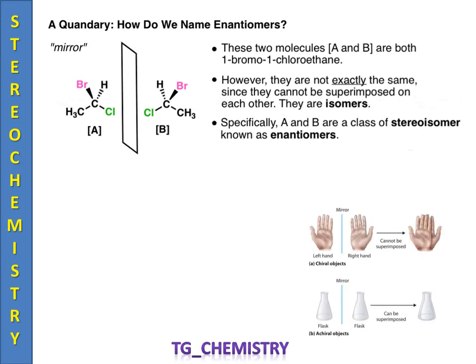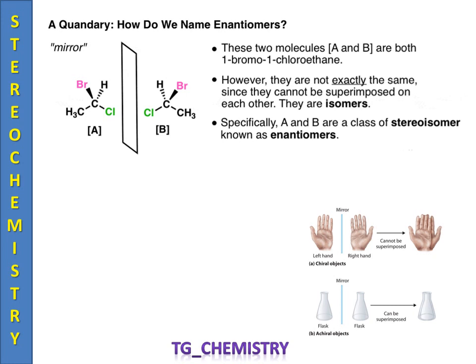For better understanding, look at the achiral objects, which show two conical flasks that are mirror images of each other, and when you bring one image onto the other, they are completely superimposed. So those molecules cannot be enantiomers. Whereas for chiral objects, for example, take the left hand of a human being and the right hand of the same human being. They are mirror images of each other. However, they cannot be superimposed.